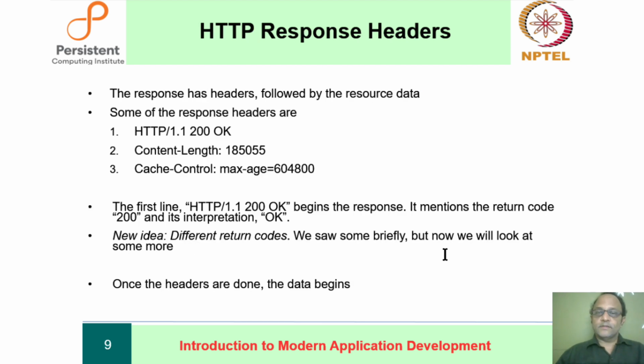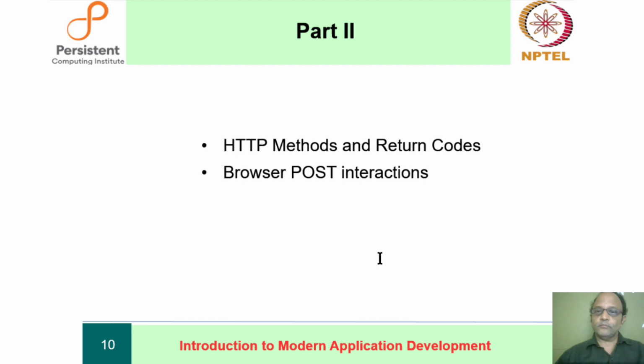Okay, the next thing we studied last time was HTTP response headers, which contain the response followed by whatever data the server wants to send. Here, the new thing that we will dwell on this time is the existence of error codes and the interpretations that are put on them. We saw some briefly, but this time we will see some more. And once the headers are done, the data begins. These headers are something you will become very familiar with once you become a web programmer. That's the review for what we have so far.